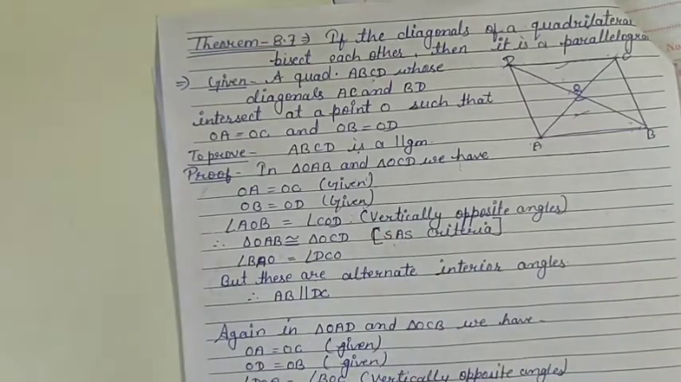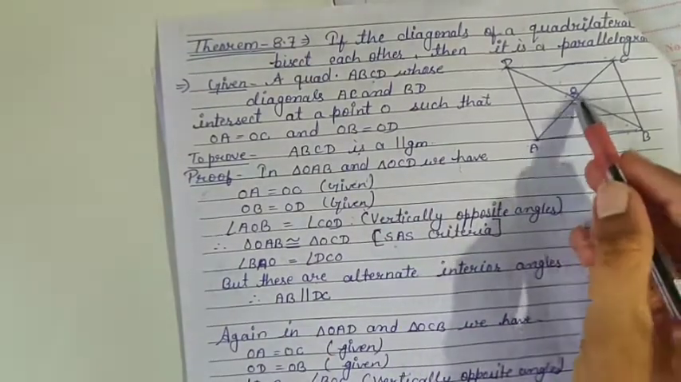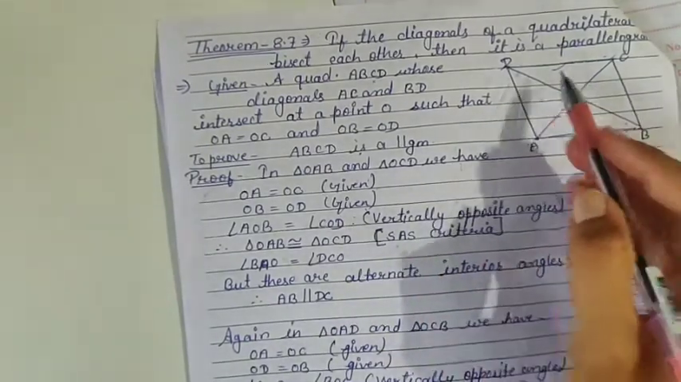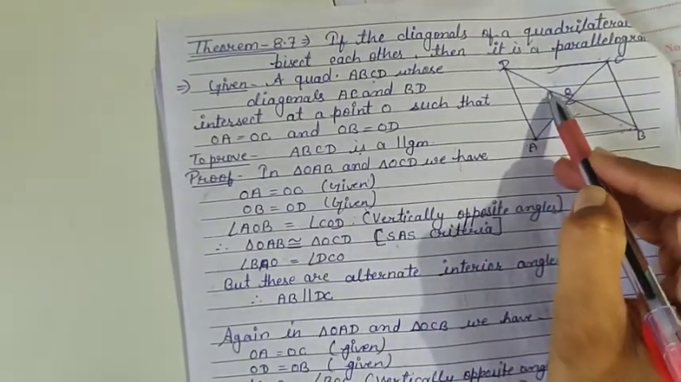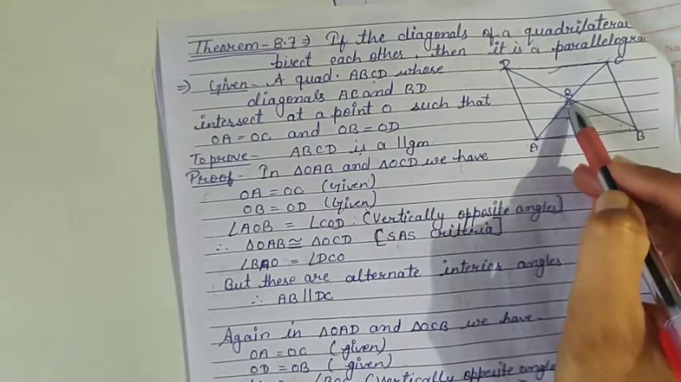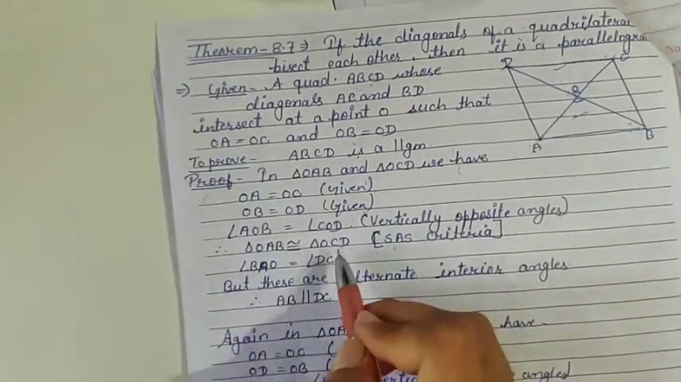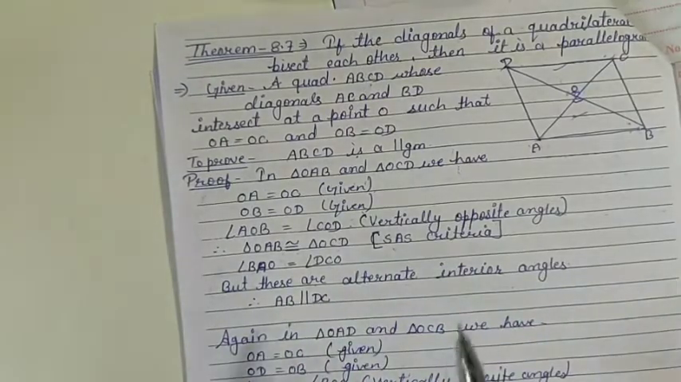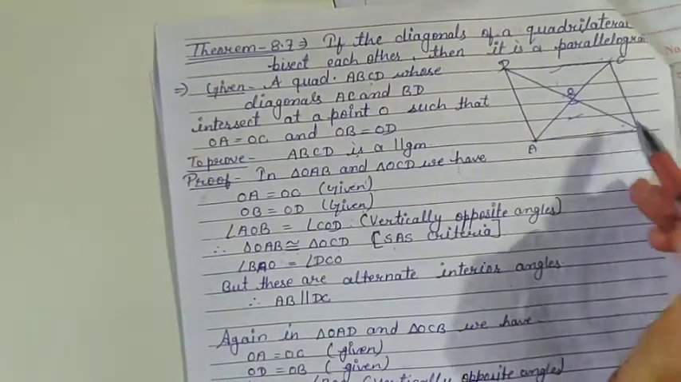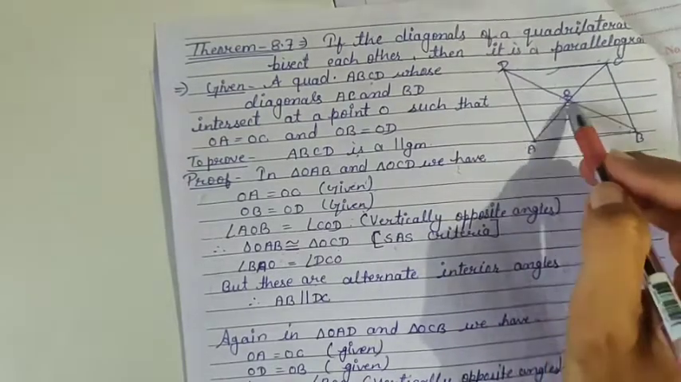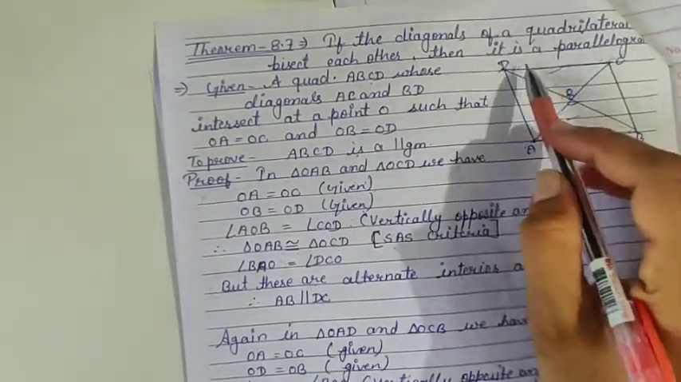So by SAS criteria, triangle AOB congruent to triangle COD. Sides and their included angles are equal. So triangle AOB congruent to triangle COD. It means angle BAO equals to angle OCD.